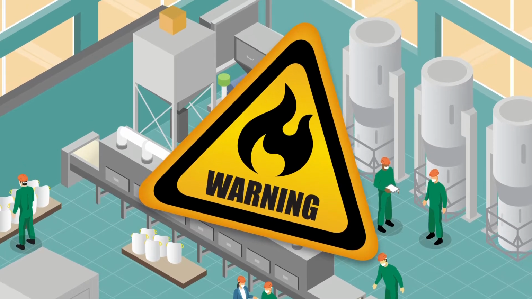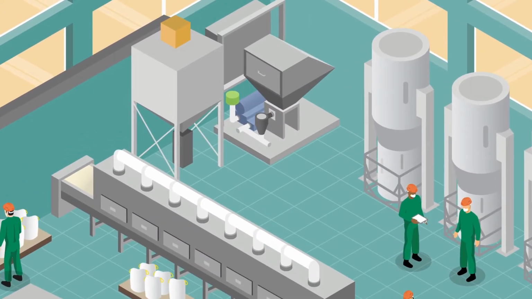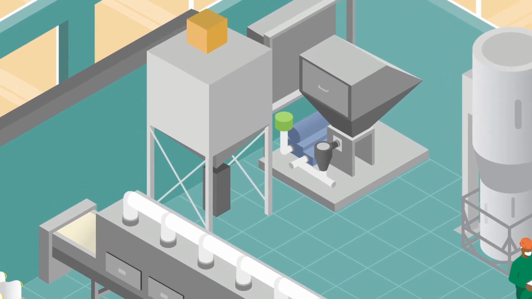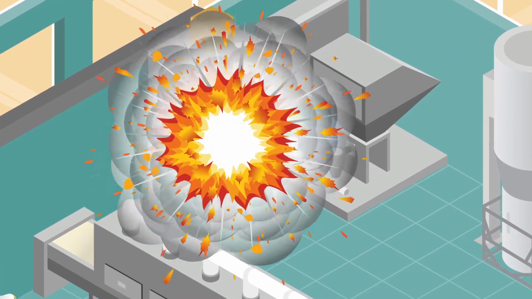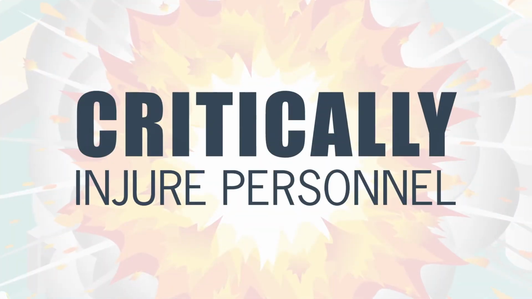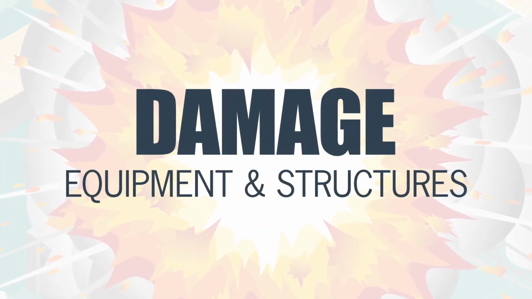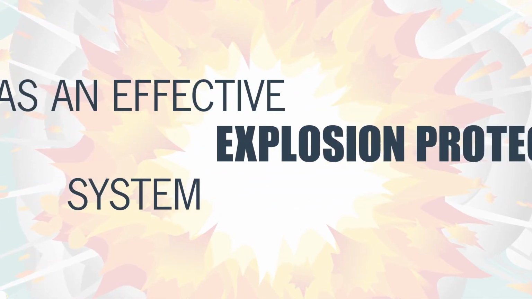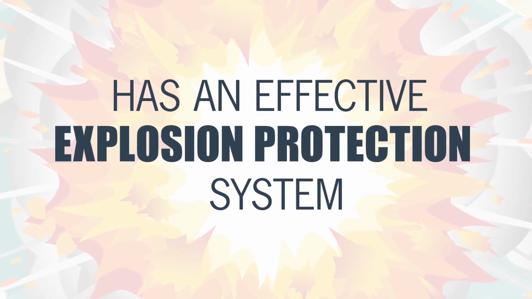of explosions. An explosion in an unprotected dust collector produces a high pressure wave that can fragment the housing and send heat, flames, and dangerous projectiles into the workplace. This can critically injure personnel and damage equipment and structures. So make sure your dust collector has an effective explosion protection system.